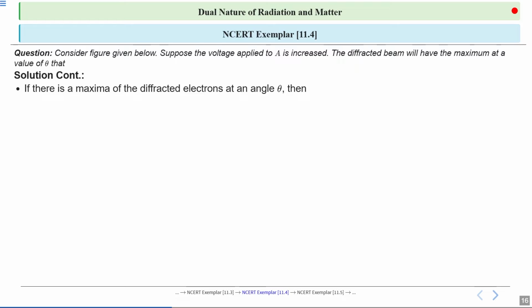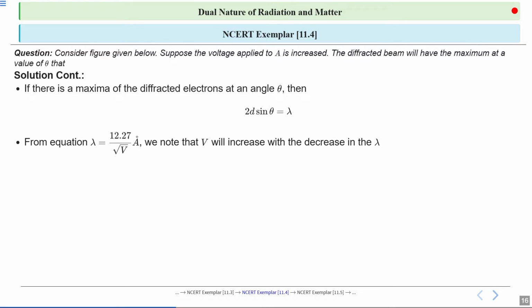So let's focus on the condition for getting a maximum in the diffracted electrons. If we see a bright spot or maxima at a certain angle theta, it means the electrons are interfering constructively at that angle. The formula for constructive interference here is 2d sine theta equal to lambda. In this equation, d is the spacing between the atomic layers in the crystal, theta is the angle where we see the maximum, and lambda is the wavelength of the electrons.